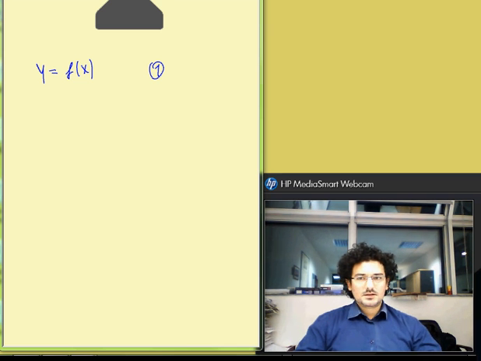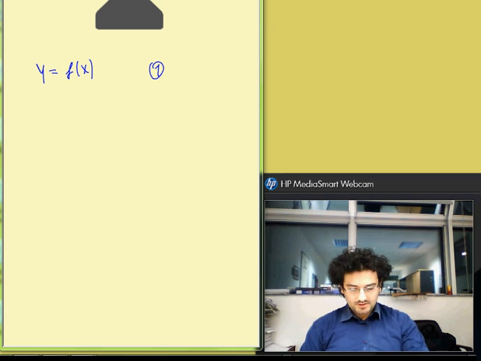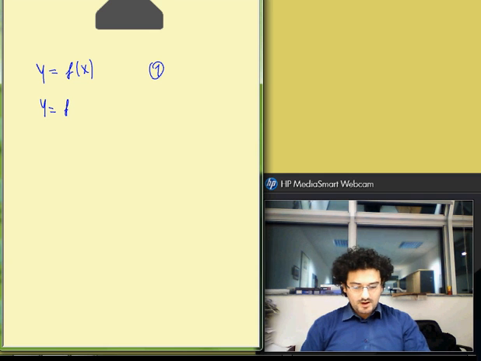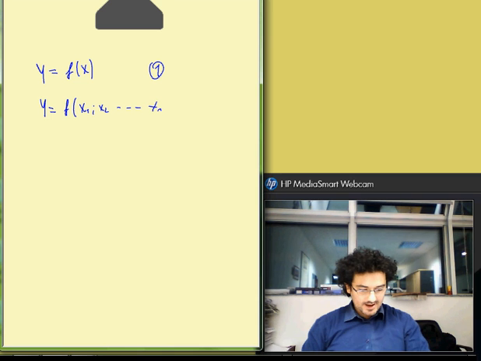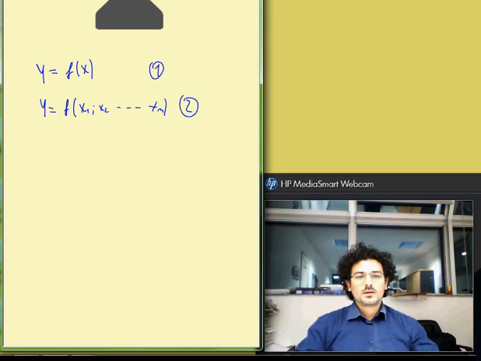x is called the independent variable and y is called the dependent variable. A more complex expression is the following: y equal to f of x1, x2 until xn, and we call this expression 2. In this case, expression 2 represents the relation we suppose to exist between a dependent variable y and a set of independent variables x1, x2, xn.